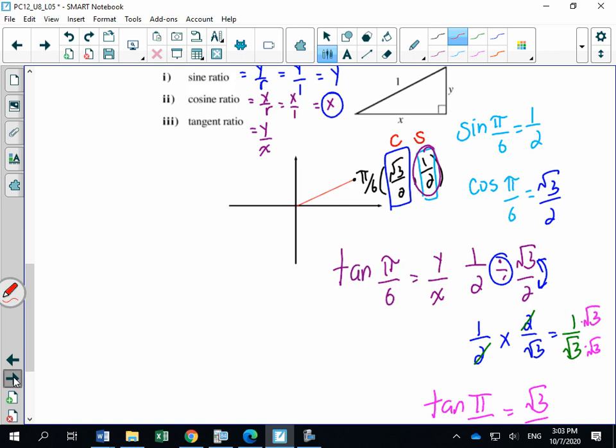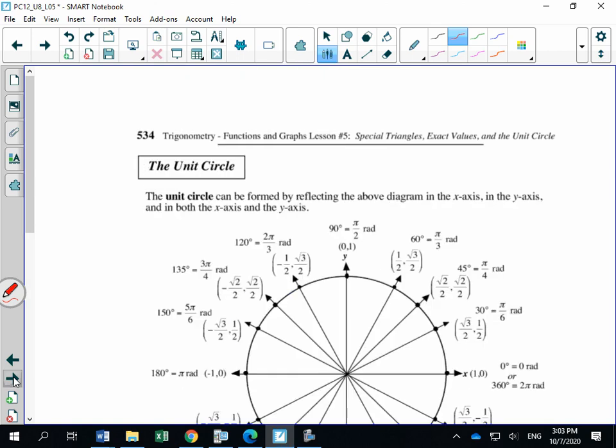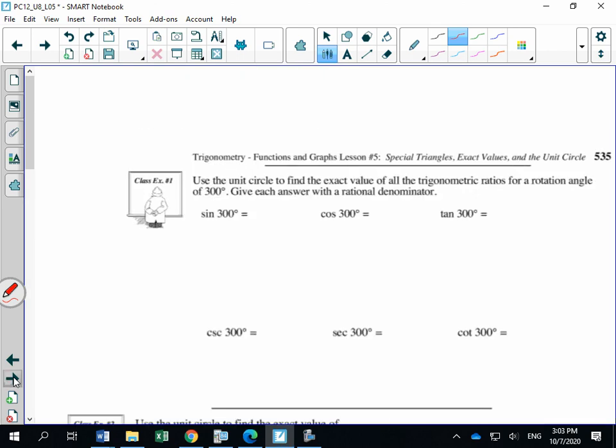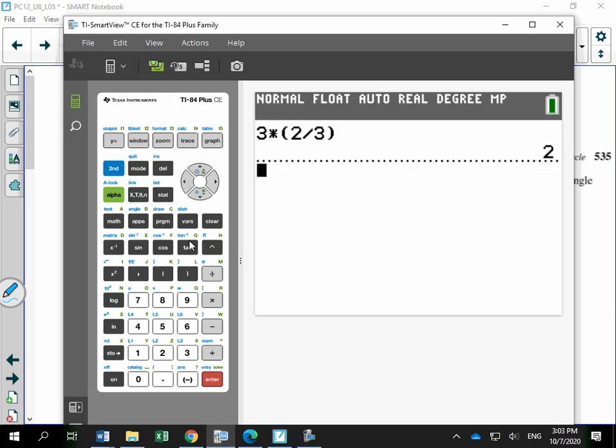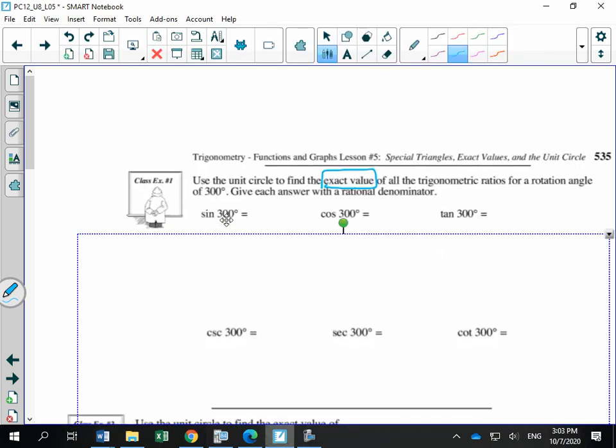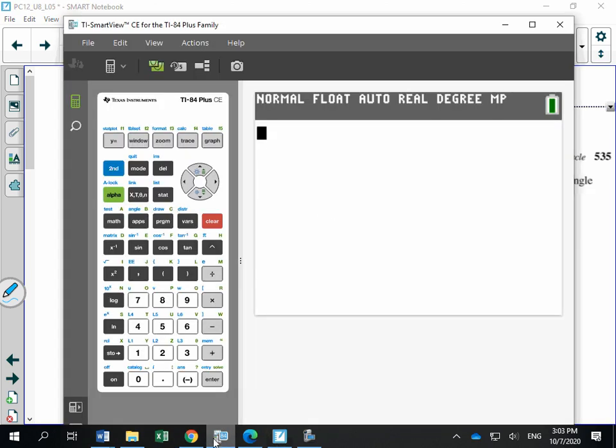Okay, let's apply this. Where we're going to apply this is class example 1: the sine, cosine, and tangent of 300 degrees. And what it's going to say on a test or a diploma is the exact value. The exact value means that we could not type this into our calculator, because if I type in the sine of 300 degrees, I get an irrational number. What is the exact value of this?